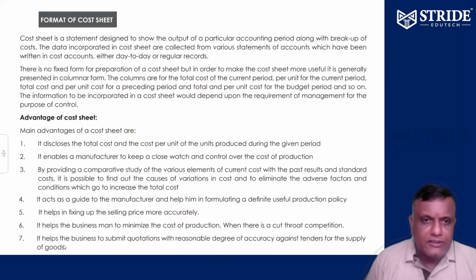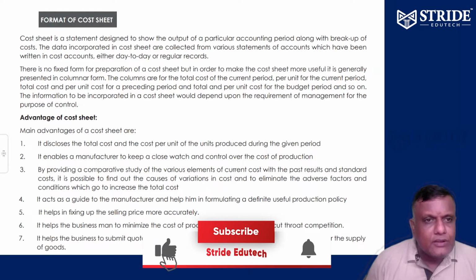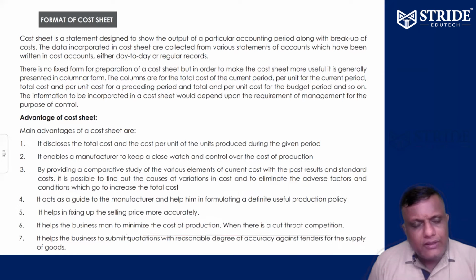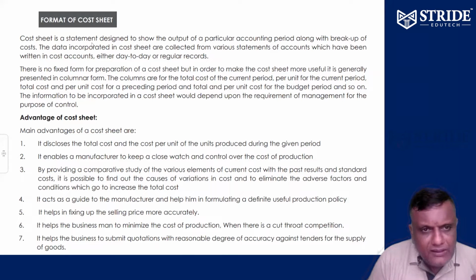Let's see the format of a cost sheet. Now, what is meant by a cost sheet? A cost sheet is nothing but a statement showing how much the cost has been for each and everything. For example, what is the material cost, what is the labor cost, what are other expenses and overheads. So it's a statement designed to show the output of a particular accounting period with a breakup of cost.